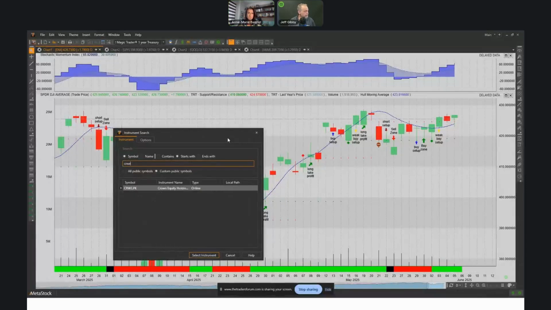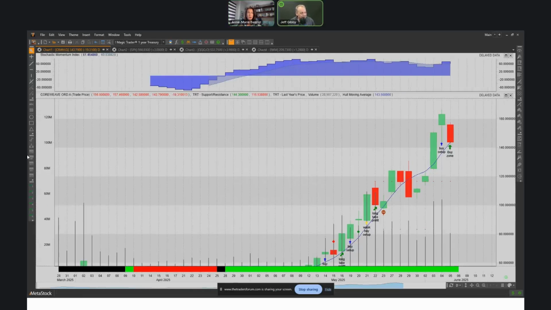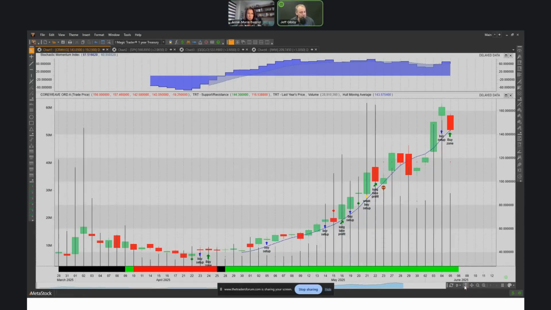What's the symbol? I'll put it up on the chart. CRWV. Oh, beautiful. Thank you so much for doing that. There we go. Looks like it's coming up a little bit. Let me rescale this so it looks right.